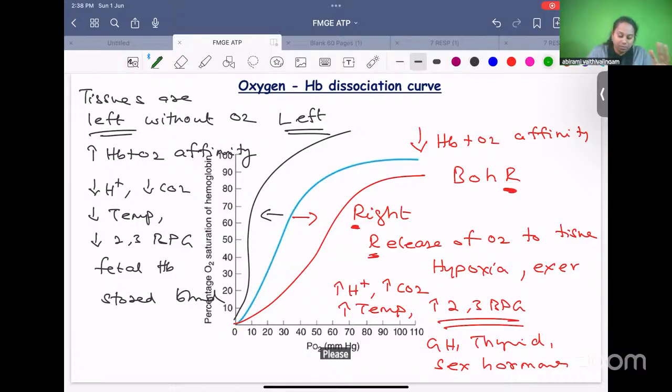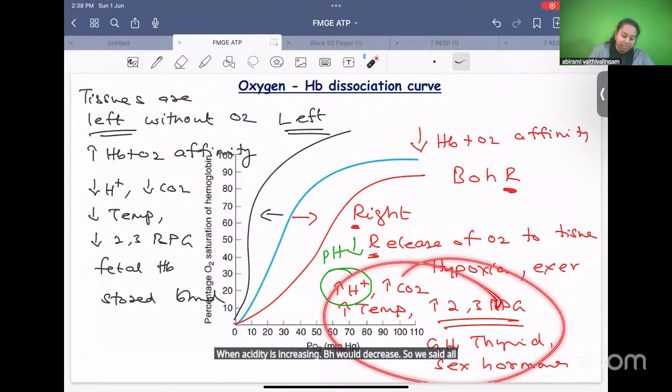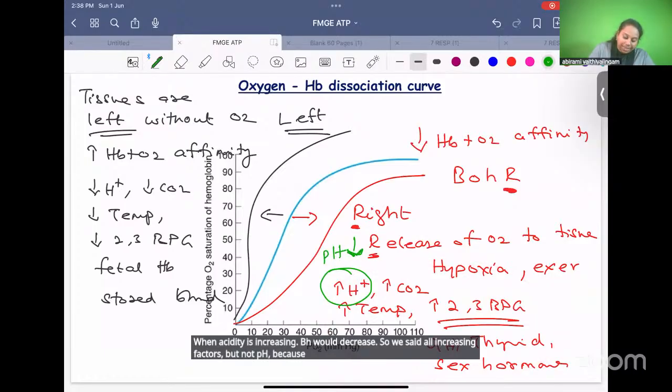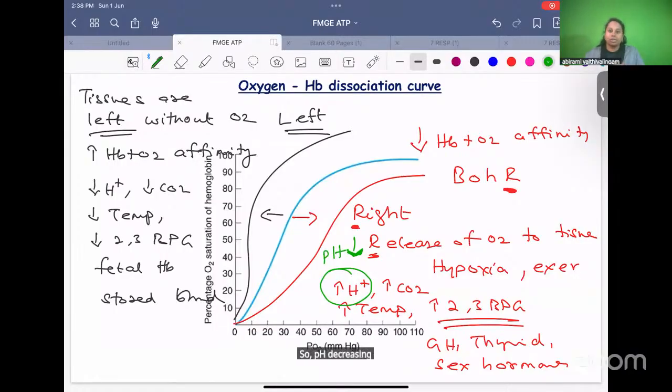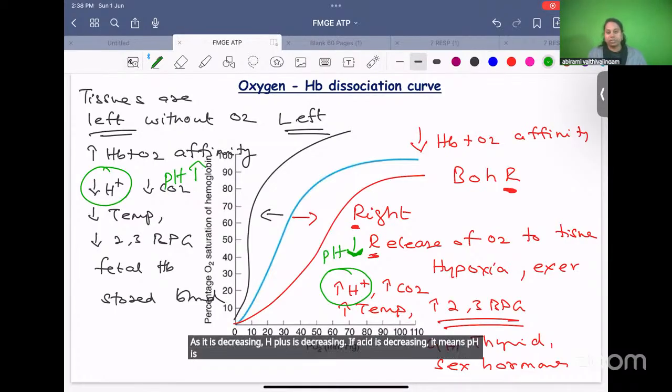Please understand one thing. In right shift of the curve, there is increase in H plus. It means acid is increasing. When acidity is increasing, pH would decrease. So we said all increasing factors, but not pH. Because if acid is increasing, pH will decrease. So pH decreasing will cause a right shift. Similarly, in left shift, acid is decreasing, H plus is decreasing. If acid is decreasing, it means pH is increasing. So all decreasing factors, but not pH. pH will be an exception to both the sides.